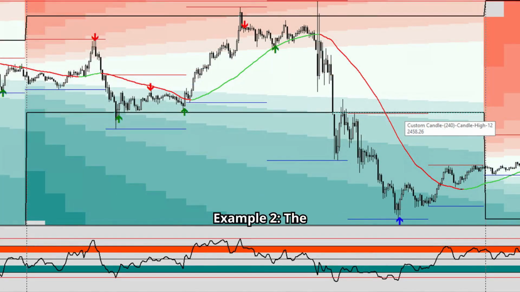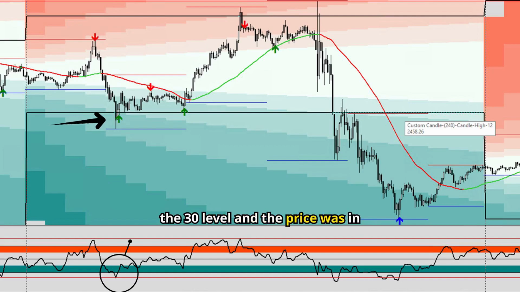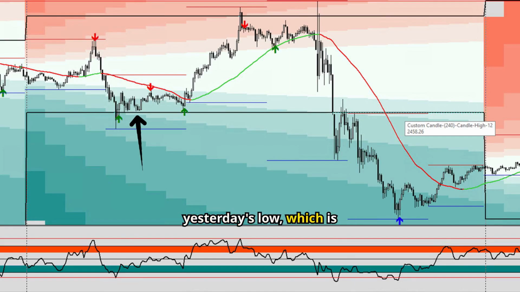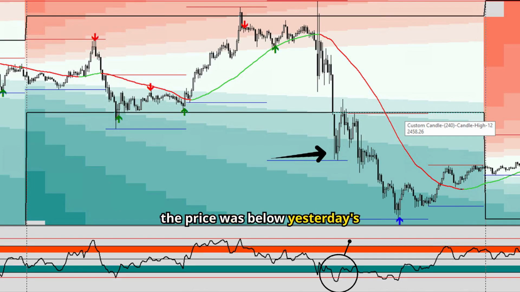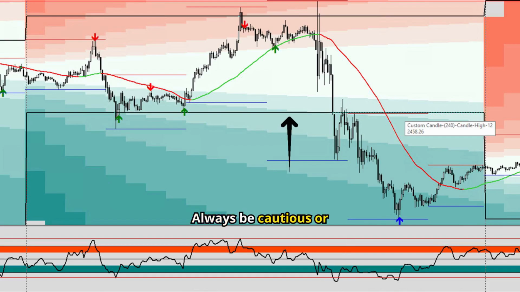Example 2, the entry conditions were met when the RSI made a new low at the 30 level and the price was in the green zones. It's important to note that this entry occurred above yesterday's low, which is generally safer. However, the second entry opportunity came when the price was below yesterday's low, which is a much riskier position. Always be cautious or avoid entering trades when the price is below yesterday's low to reduce the likelihood of encountering a false signal or increased volatility.